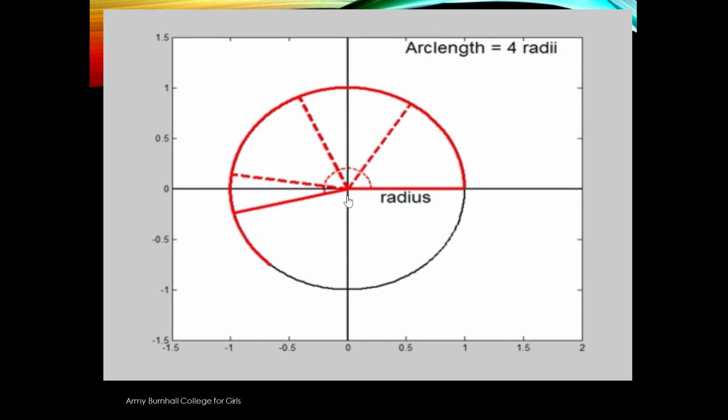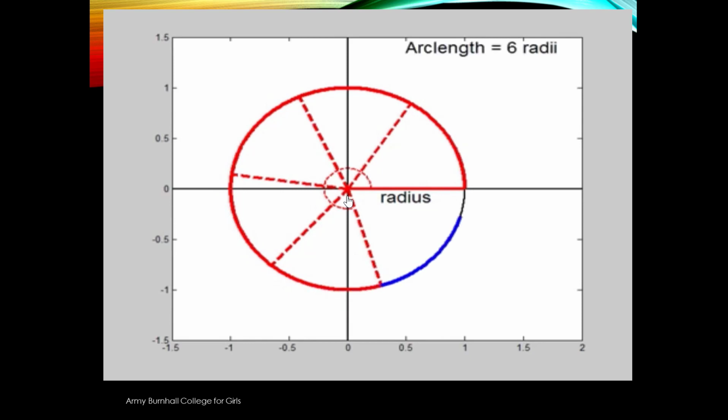Similarly, if we increase the arc length by 1 unit, then angle subtended at the center will also increase by 1 unit in radians. So if arc length is equal to 5 radii, angle subtended will be 5 radians. Now if arc length is equal to 6 radii, then angle subtended at the center will be 6 radians.